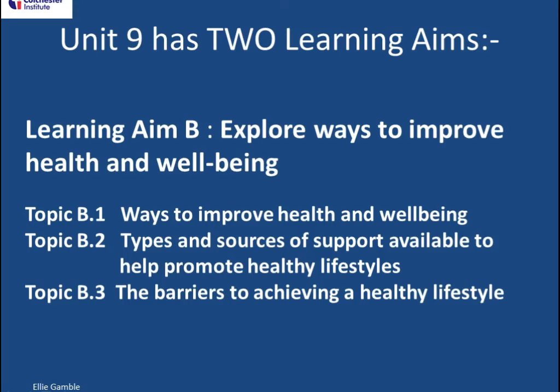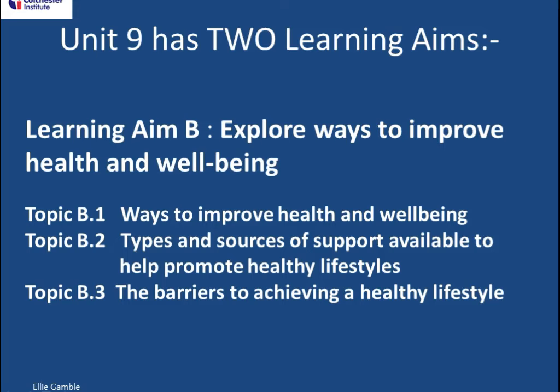So let's move on to Learning Aim B, which is about exploring ways to improve health and well-being. This learning aim has 3 topics, and they're the B topics. Topic B1 is ways to improve health and well-being. Topic B2 is the sort of support that's available to us to promote healthy lifestyles. And topic B3 is barriers to achieving a healthy lifestyle.